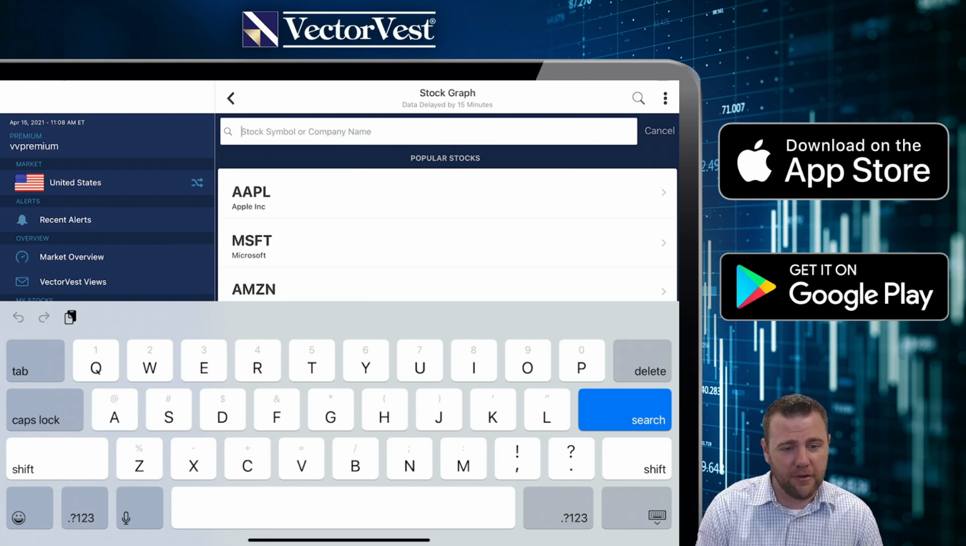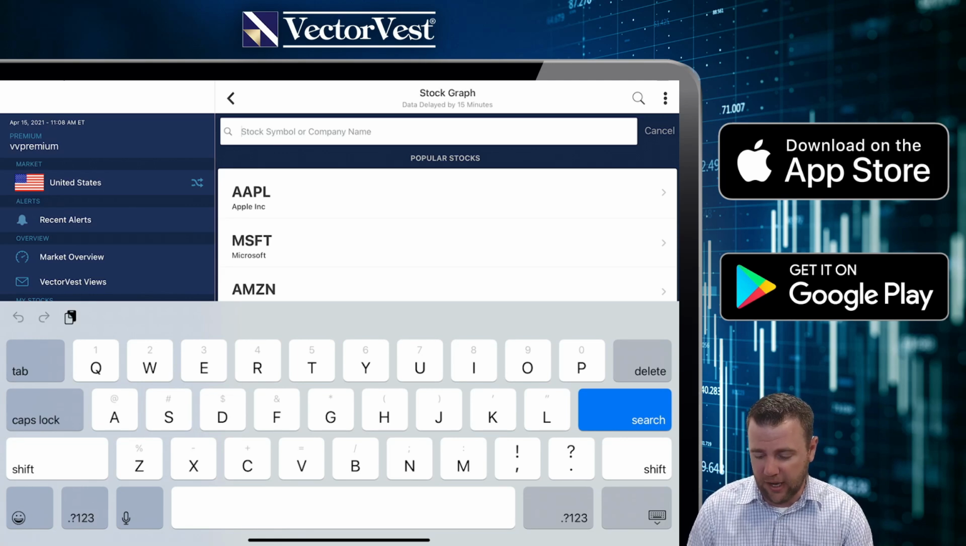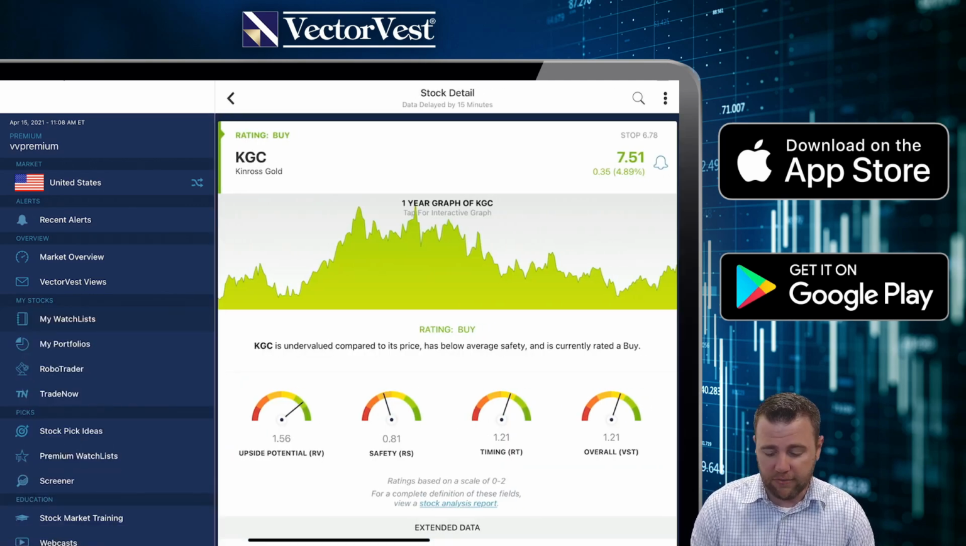Let's see. So first stock coming in from Kathy, KGC. Alrighty. KGC, Kinross Gold. So all four of these indicators you see below the graph are cast on a scale of 0 to 2. That's how VectorVest makes it easier for individual retail traders such as yourself and myself. Above 1 is going to be good, below 1 is going to be bad. So we look at Kinross, for example. The first one we come to is the RV, or relative value. This is looking at the long-term, over the next 1 to 3 years, price appreciation potential of the stock. So at 1.56, it has good long-term potential.